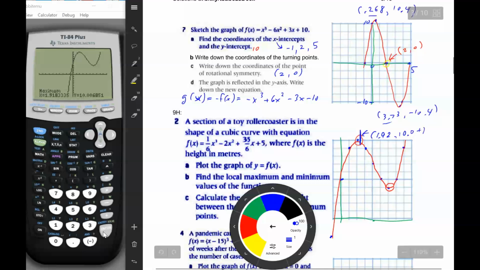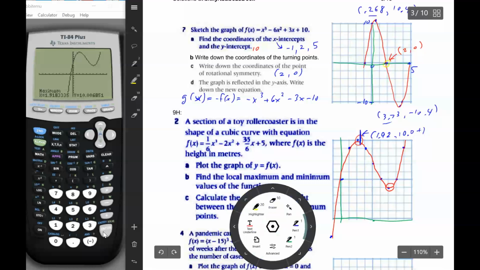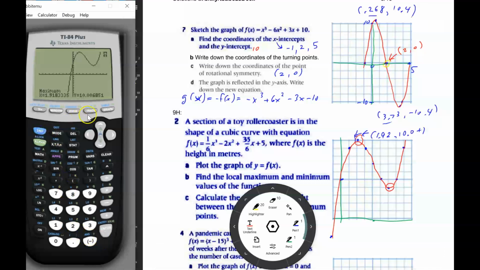Okay, that's why one of the points is 2 comma 10, but 1.92 is on the other side. Oops. It's actually here. Okay. All right. Then I'm going to look at the minimum. So second calc minimum, number 3. The left bound, I'm going to put to the left of the valley. The right bound, I'm going to put to the right of the valley. Guess.